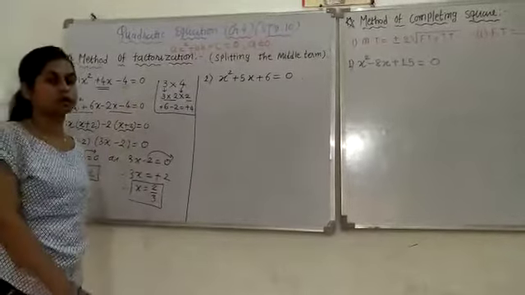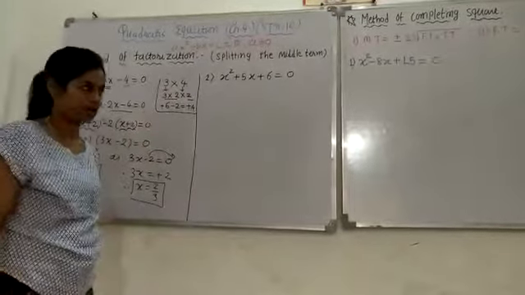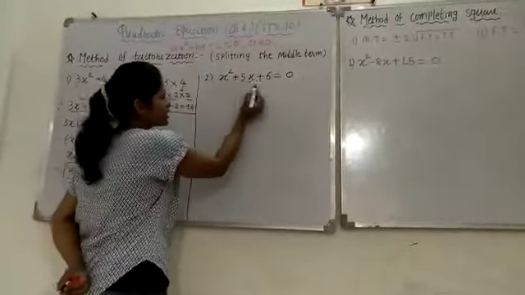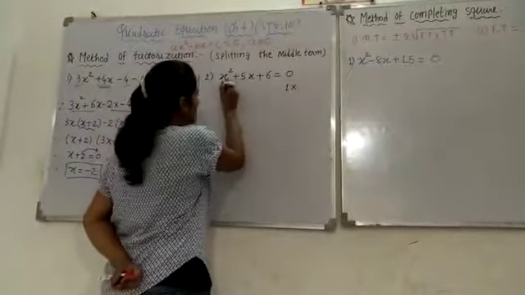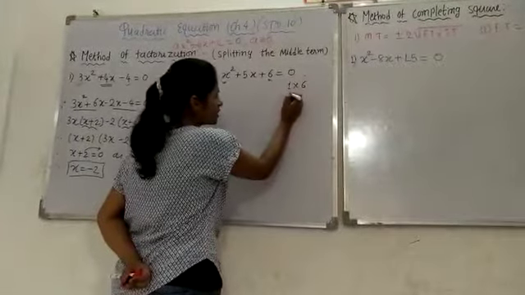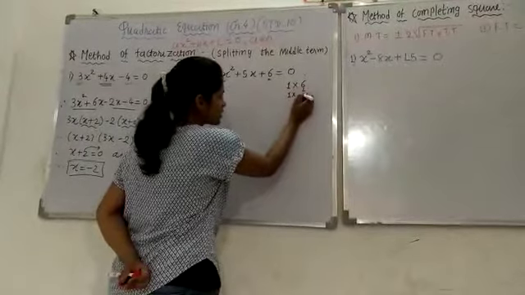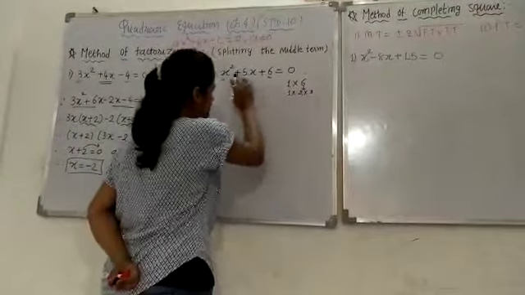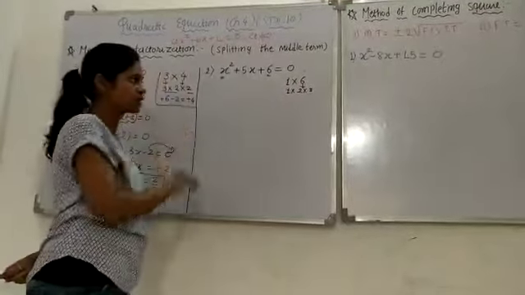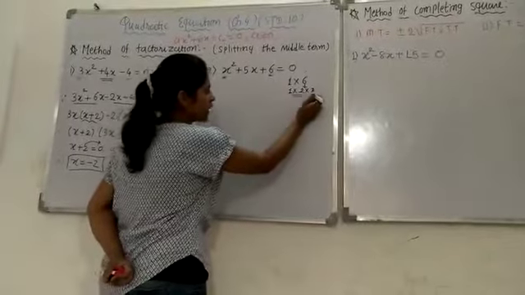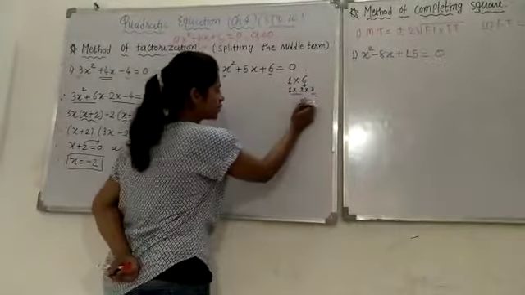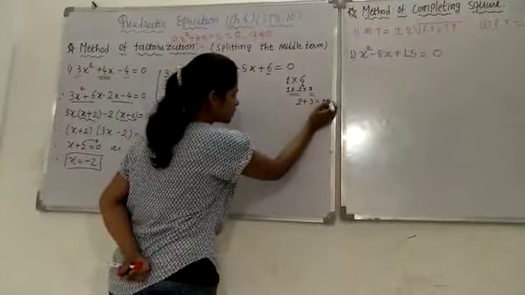Let us consider one more example based on splitting the middle term. The x square coefficient is 1 and the constant term is 6. Find out its prime factors. The factor of 6 is 2 into 3, and adjust it to your middle term. So it is 5. So 1 twos are 2 and 3. 2 plus 3 becomes 5. 2 plus 3 becomes plus 5.